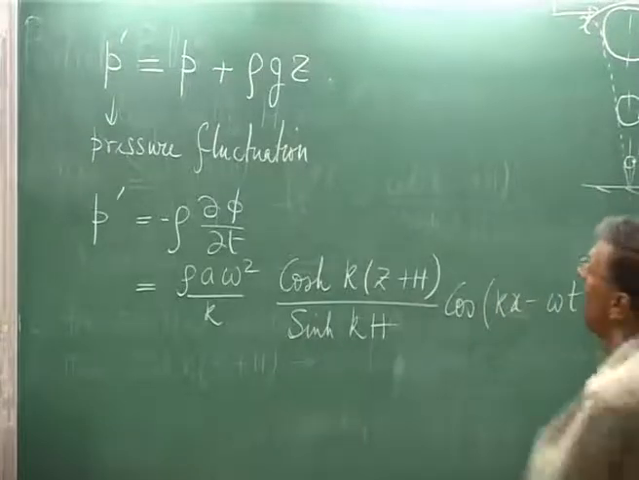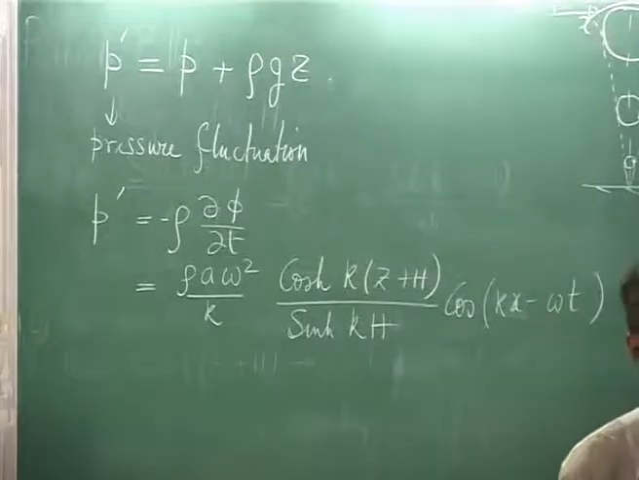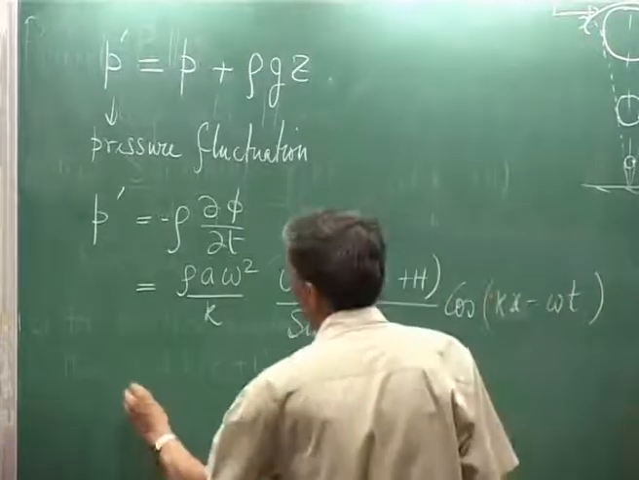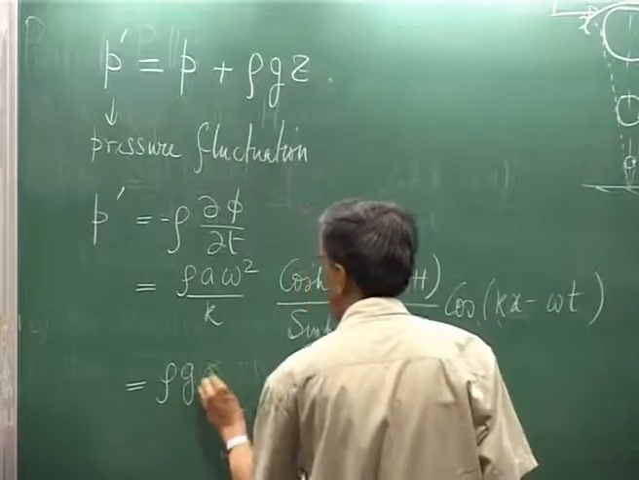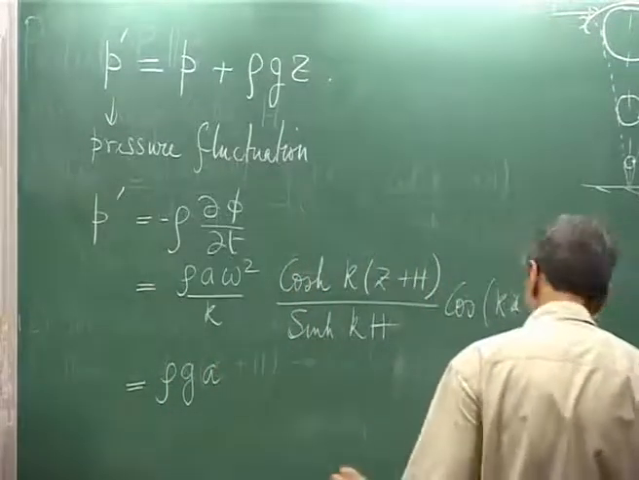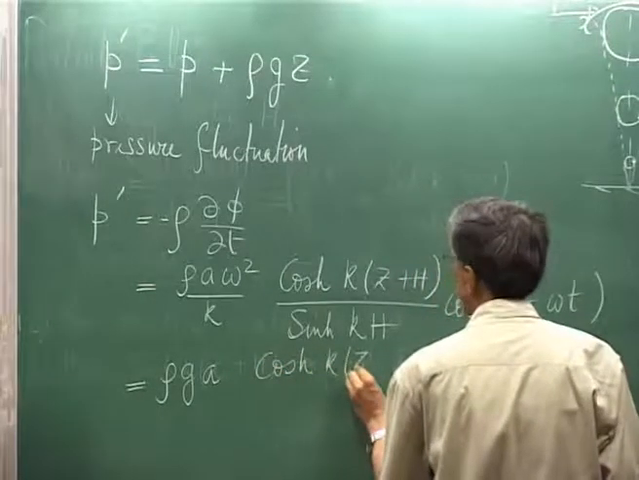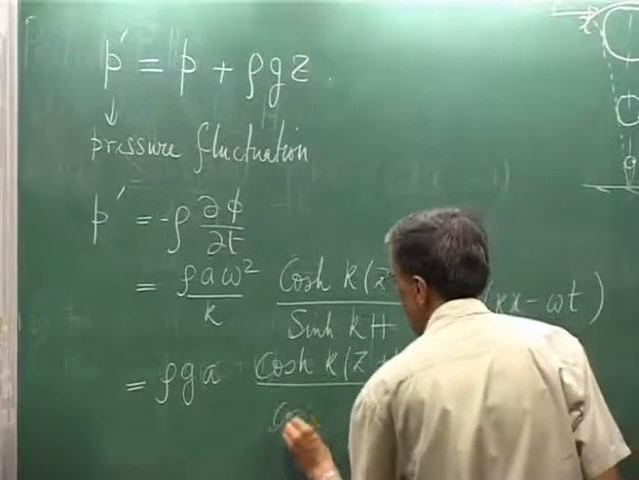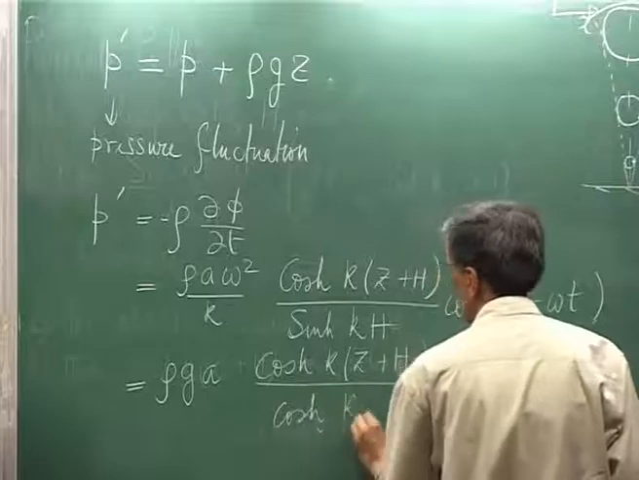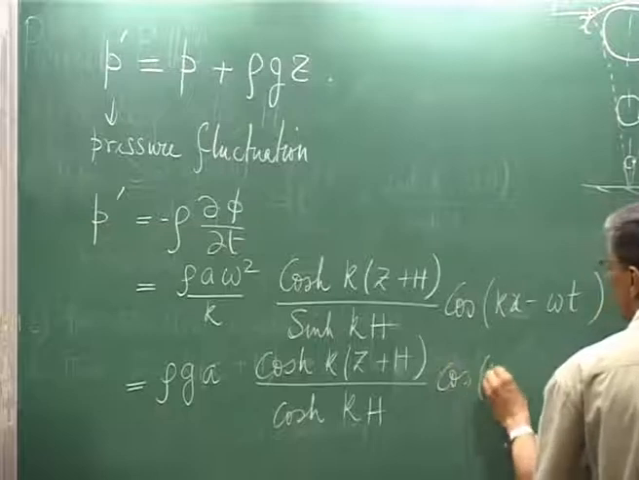Okay. If I use the expression of the dispersion relation, which tells us omega square equal to g k tanh k h, I could simplify and write this as rho g a cosh k (z plus h) divided by cosh k h, and of course, this remains the same.